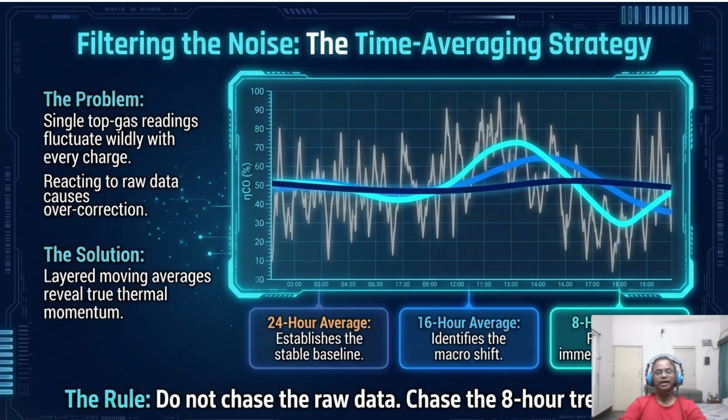Our solution is the layered moving average. Look at the three lines. The 24-hour average sets our stable baseline. The 16-hour average identifies the macro shift, and the 8-hour average, the bright green one, reveals our immediate trajectory. The rule is: do not chase the raw data, chase the 8-hour trend line. When we watch that 8-hour line closely, we can spot the moment the furnace starts to slide.